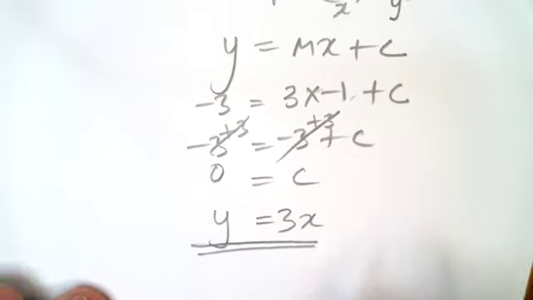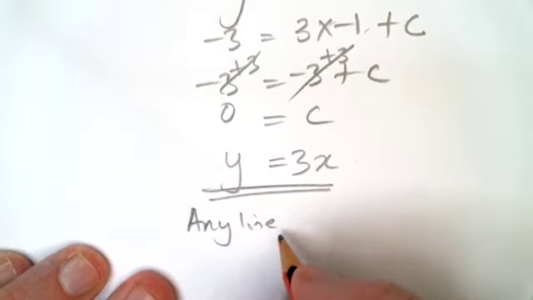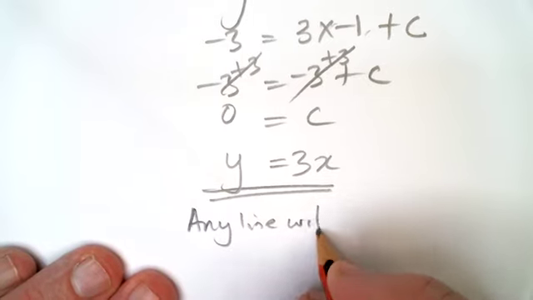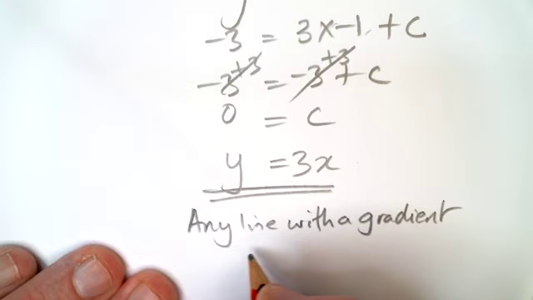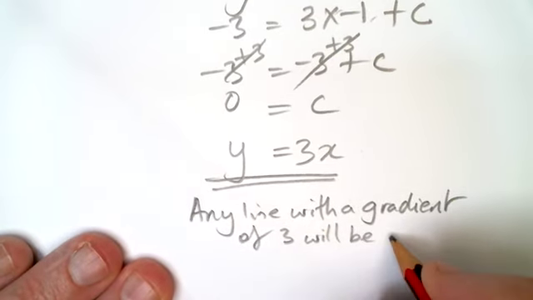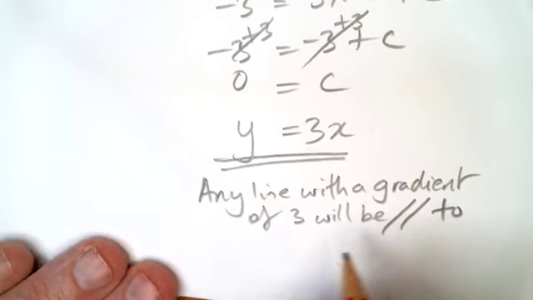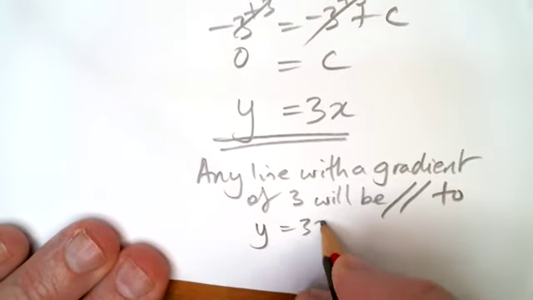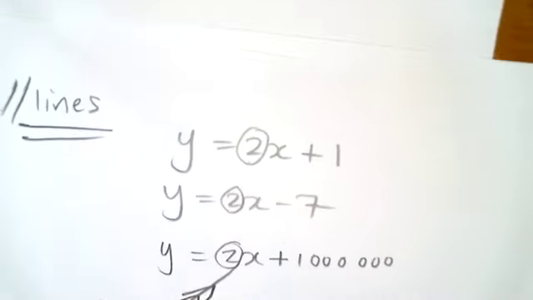So any line with a gradient of 3 will be parallel to y equals 3x, regardless of the intercept on the end. Hope that makes sense.